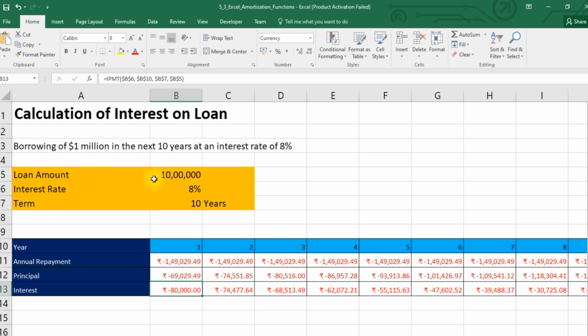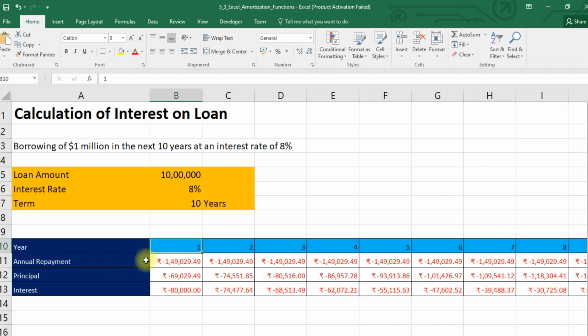So we will just go through what the different data we have obtained are first, and what the Excel functions are which have helped us to solve this. In B5 there is the loan amount. In B6 there is the interest rate, and in B7 there is the term. In B10 we have the number of years which has elapsed.